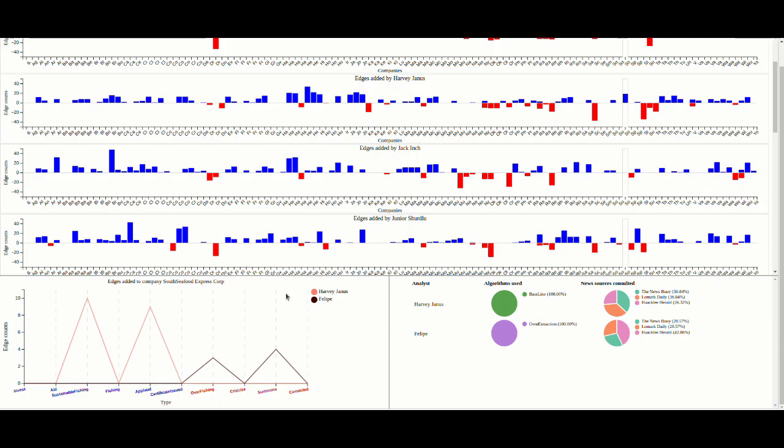When inspecting the edges added by Harvey Janis we noticed a strange behavior. This is the only analyst that added edges for South Seafood Express Corp., resulting in only positive edges being added to the graph. Our own extraction used the same sources but obtained negative edges. Thus, the bias from this analyst is confirmed. This concludes our brief explanation on the visual workflows development and how to use them.